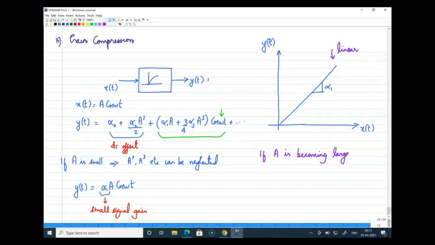What happens if A is becoming larger? What happens to gain? If A is becoming larger, the obvious result will be that gain will vary. Why will gain vary? You can see that I'll write this again here: y of t is equal to, I'm taking out only that term which is related to the fundamental gain, 3 by 4 alpha 3 a cube into, or I can write in this form, a square into a cos omega t, because my input is a cos omega t.